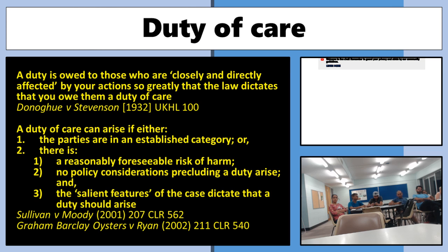Okay, so the other way that this comes down, and this is where the tort of negligence gets really tricky, is that if there's not an established category, you can still prove that someone owes you a duty of care. And this is the relatively recent one. The case there is Donoghue v Stevenson. This case was from, I think, the late 1920s.